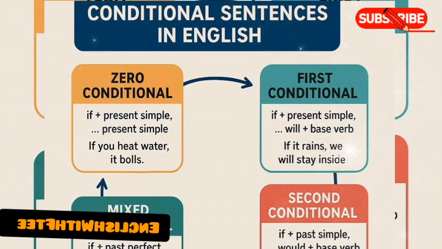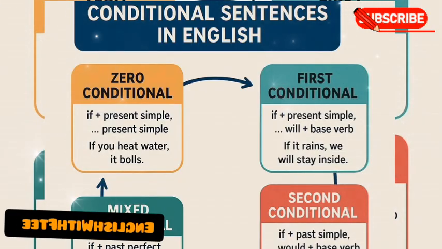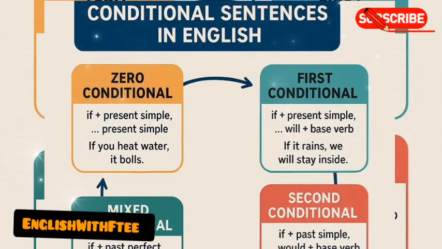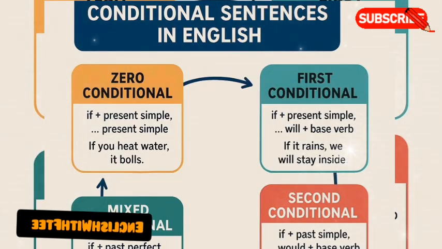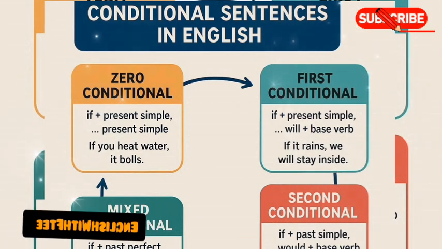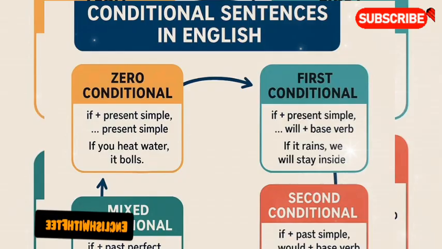We use the mixed conditional to talk about hypothetical situations in the past and their consequences in the present. So we can express regrets and what would happen if things had been different. Talk about hypothetical past situations and their consequences in the present. Imagine what would have happened if things had been different.